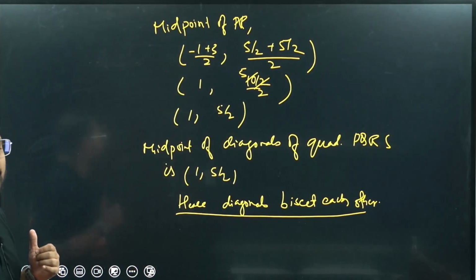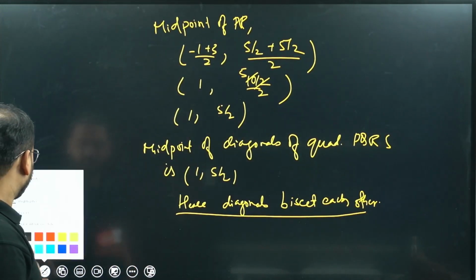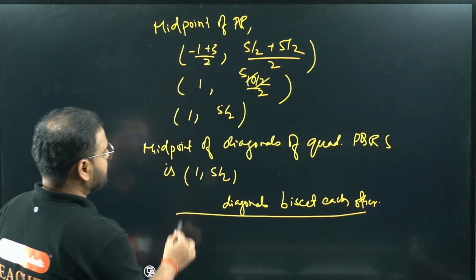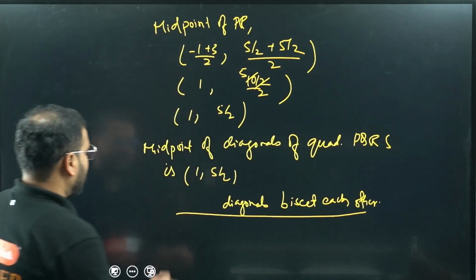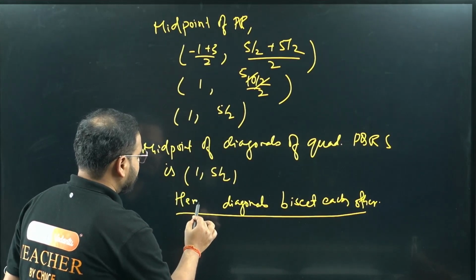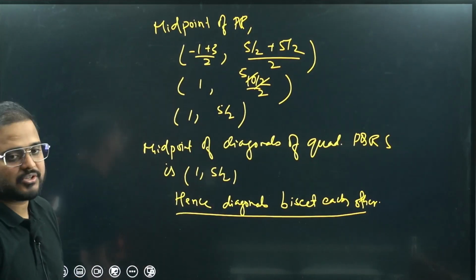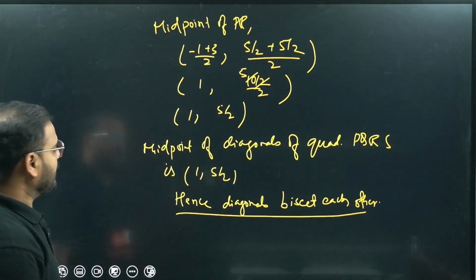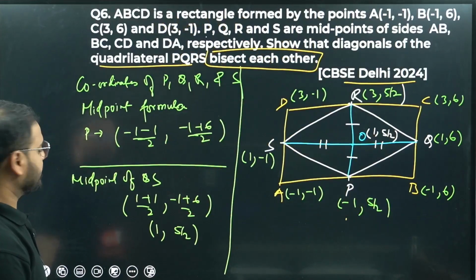Yes. Okay, great. This is hence. Okay, I hope this is visible to you. I hope you can read this. This is hence diagonals bisect each other. Okay, chali. Have a look once from the beginning.